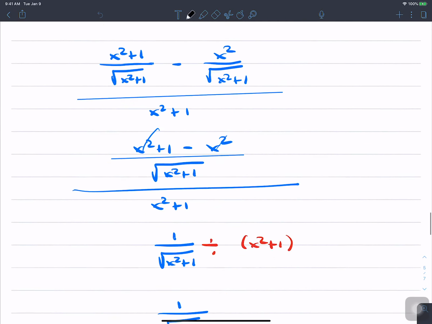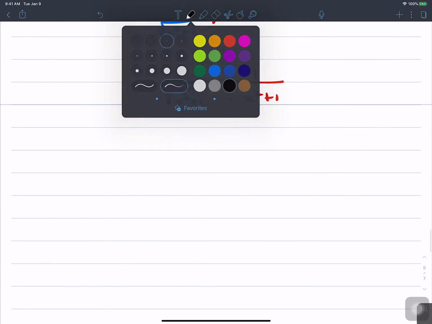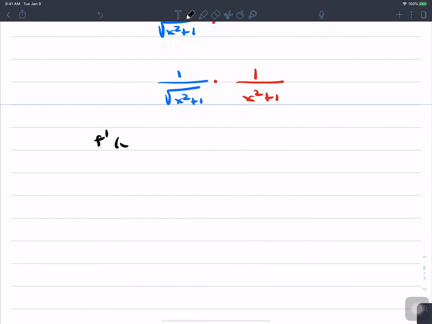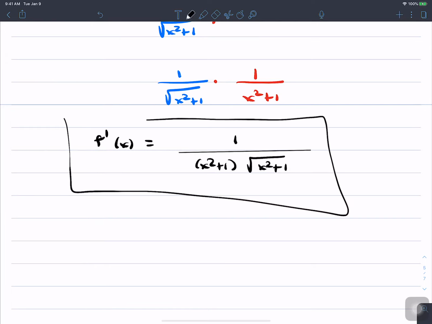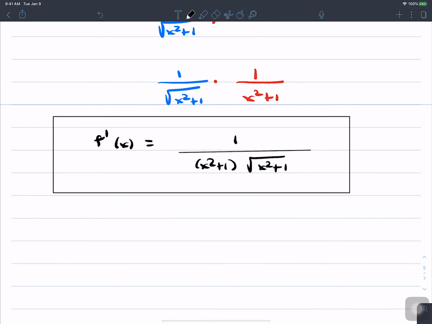Times 1 over x squared plus 1. So the derivative... and there you go. So, I mean, there's a lot of functions you can see, ladies and gentlemen. Here's a pretty good one. How about this one here?